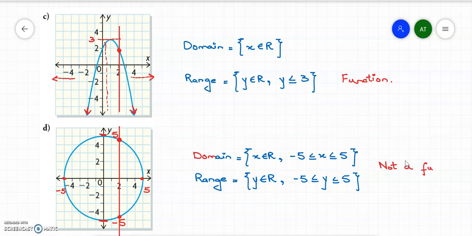Why is it not a function? Because it is not satisfying the vertical line test. The vertical line meets the curve at 2 points. Right? So I hope you understand how to find the domain and range from a graph.